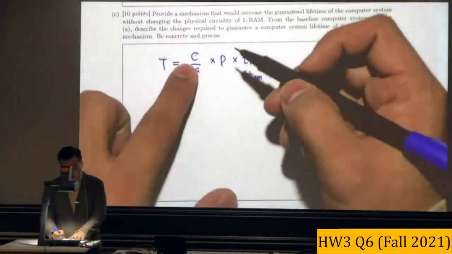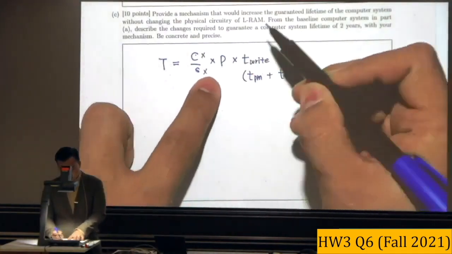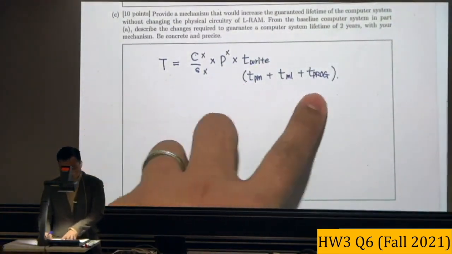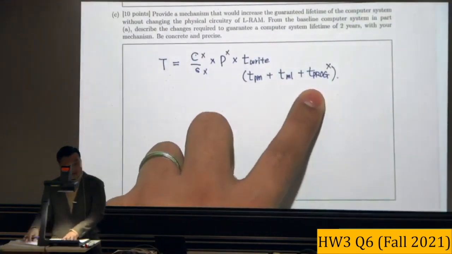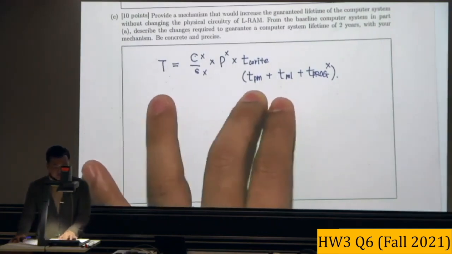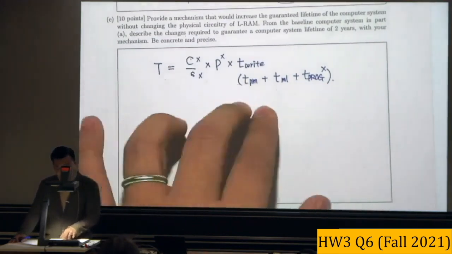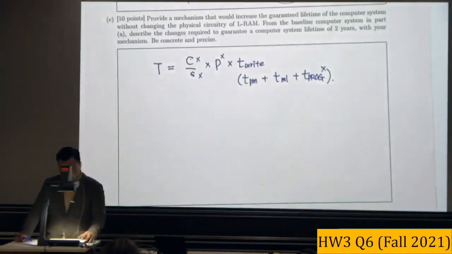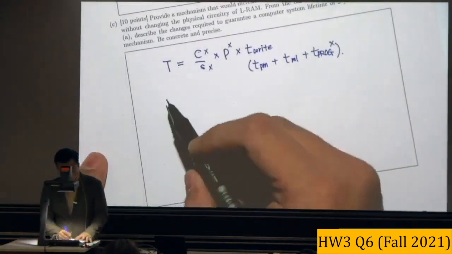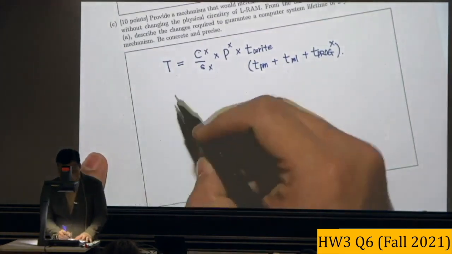So we cannot change the capacity first, and request size also, and the program cycle, and also the program latency. So the only thing we can change is just the transfer time between processor and memory controller, or from memory controller to LM. And this lifetime should be more than, let's say, more than 2 years.